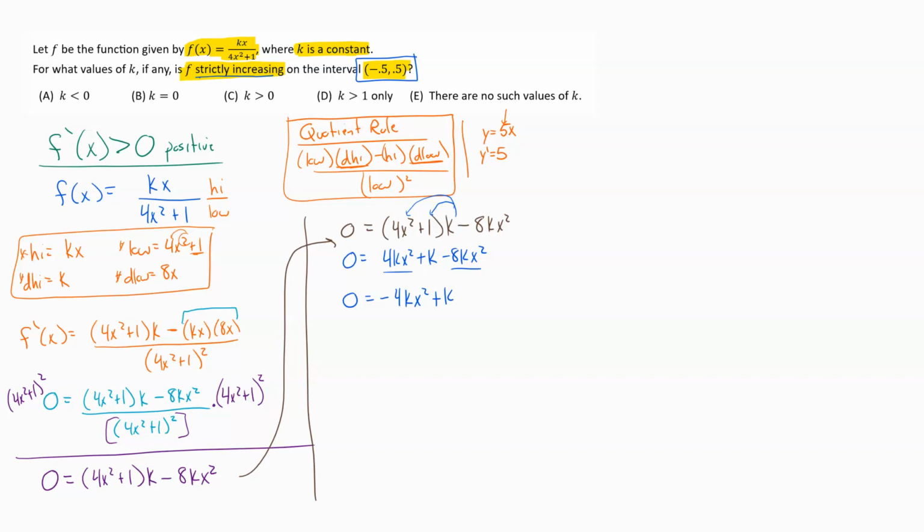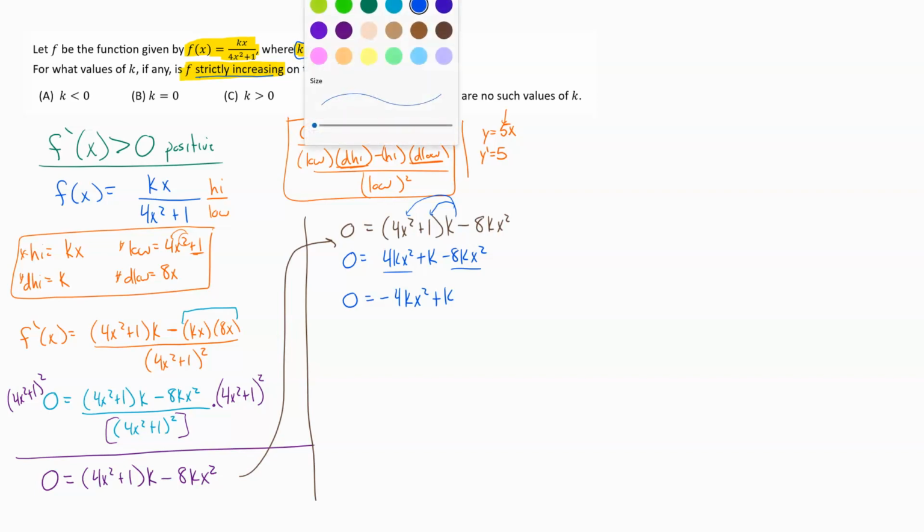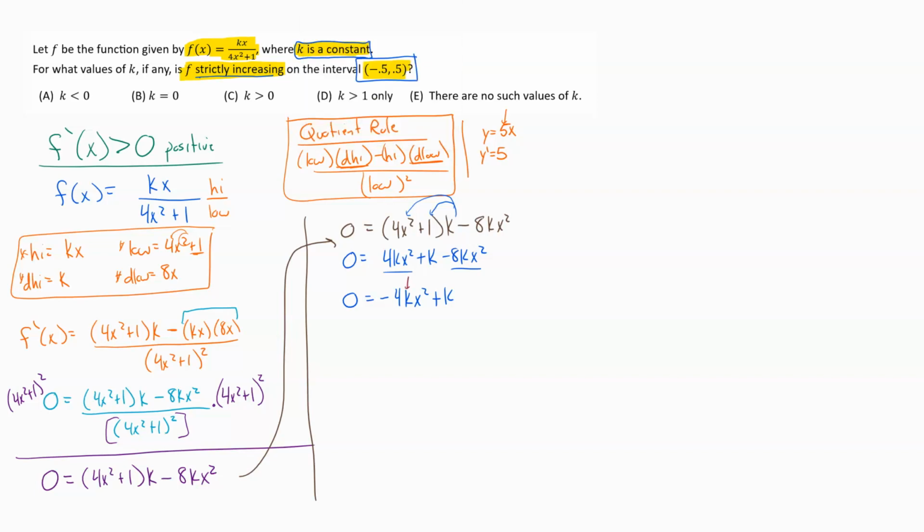To see what this k, this constant, is doing to this whole thing, at this point, notice that there is a k in both pieces here. And so I'm going to pull that k out to the front. So I get 0 equals k, and then I've got negative 4x squared, pulling k out of that first chunk. And then I have a plus 1 from pulling k out of the second chunk.